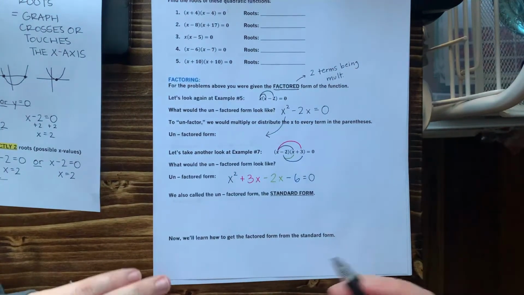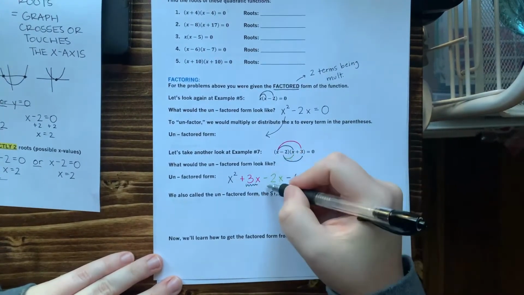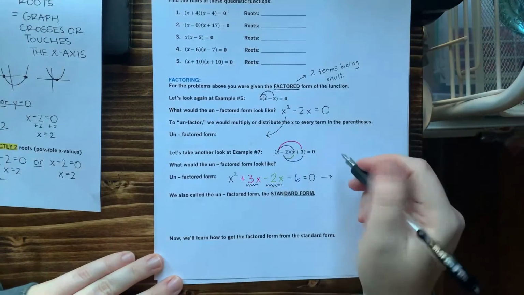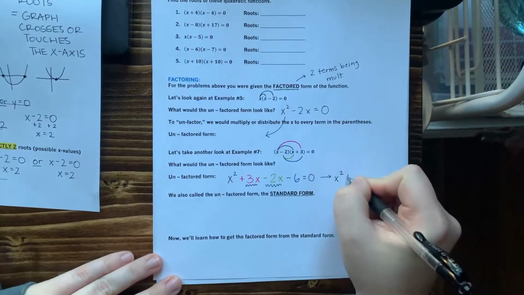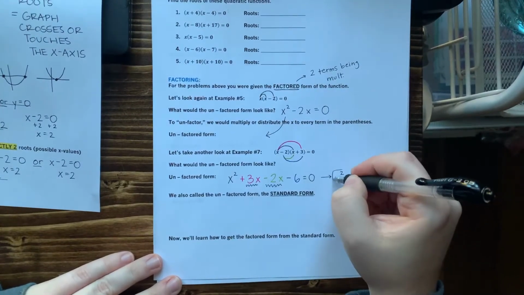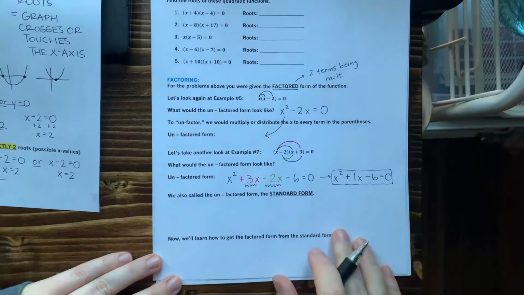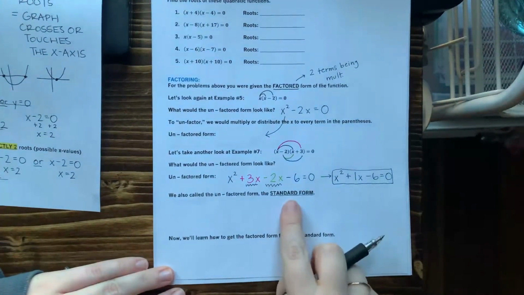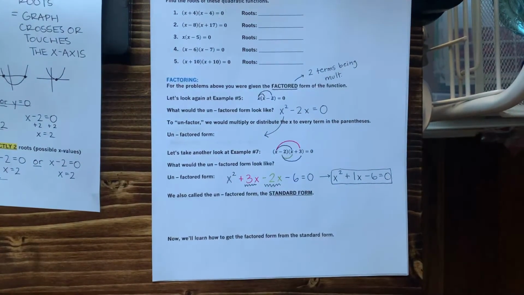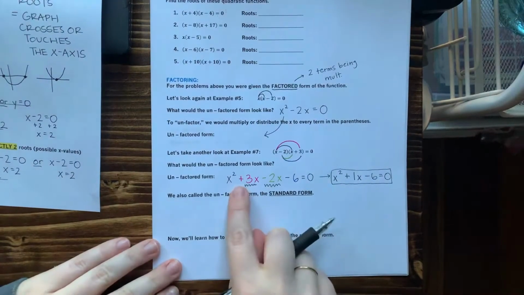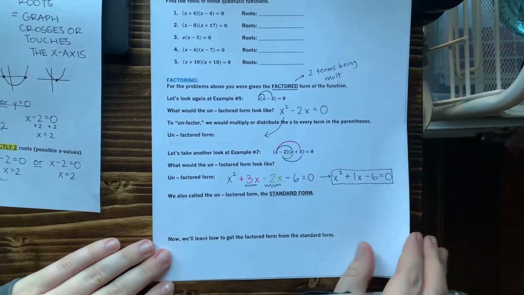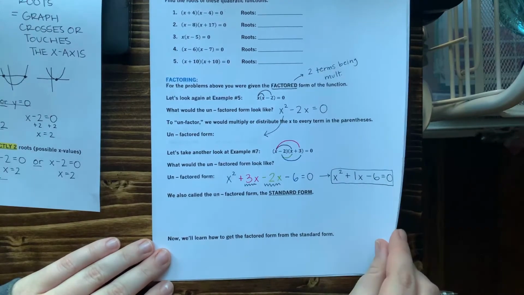Then we need to put things together that are alike. So if we have 3x and negative 2x, we end up with 3 minus 2, which is just going to be 1. So x squared plus 1x minus 6 equals 0. And that is the complete unfactored form, or I told you last week that this is the standard form. Okay, so factored form means you have two pieces being multiplied together, and unfactored form means you just have the whole function being written out in individual terms. This is called the standard form.